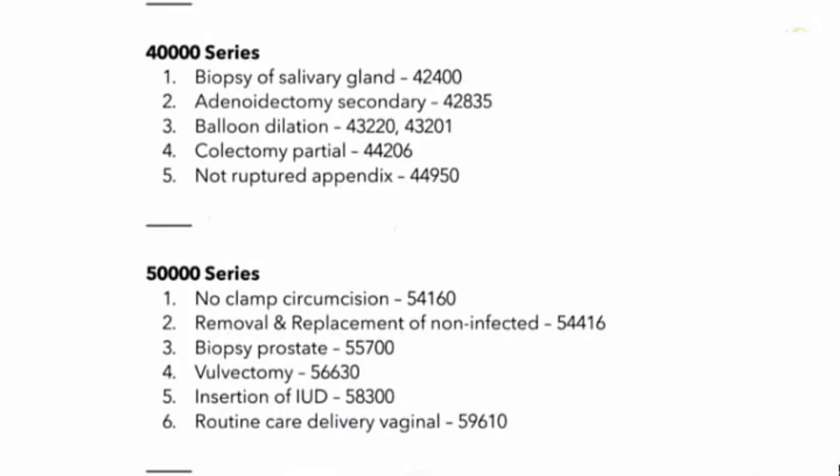And the next is the 50K series questions. There are 6 questions. The first question is non-clamp circumcision. The code is 54160. And the second question is removal and replacement of non-infected. The code is 54416. The third question is biopsy prostate. The code is 55700. The fourth question is vulvectomy, 56630.